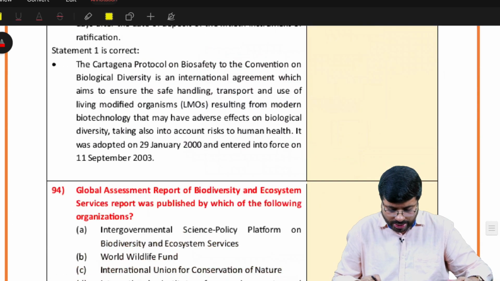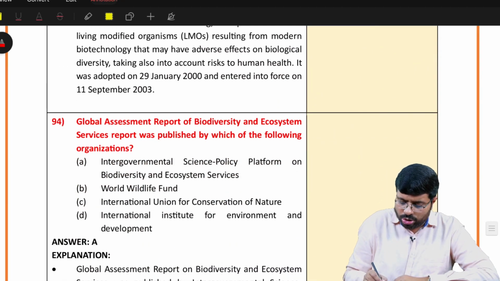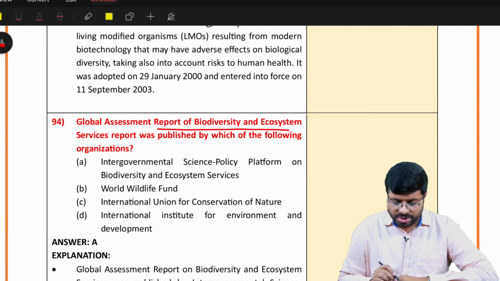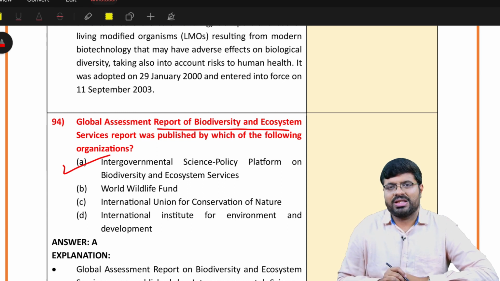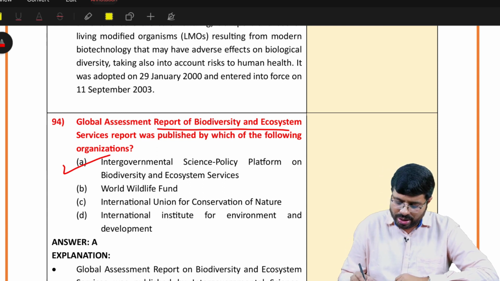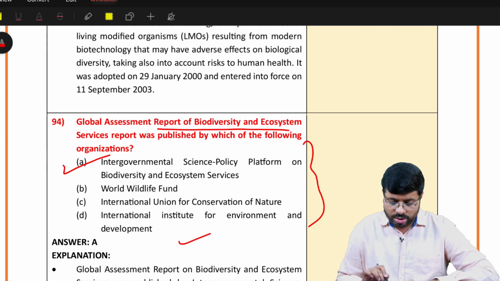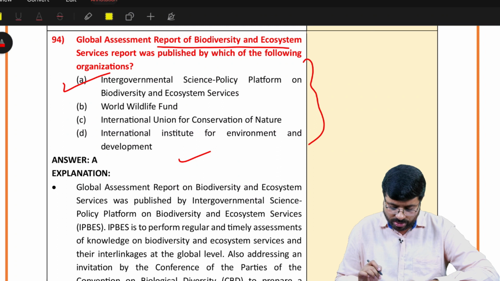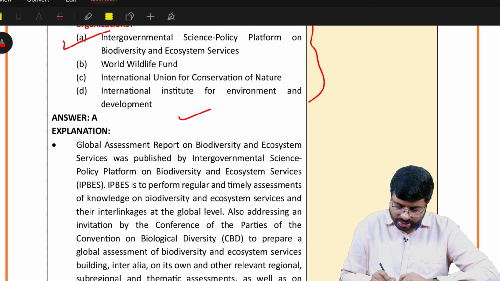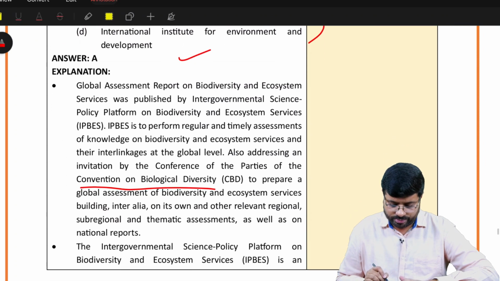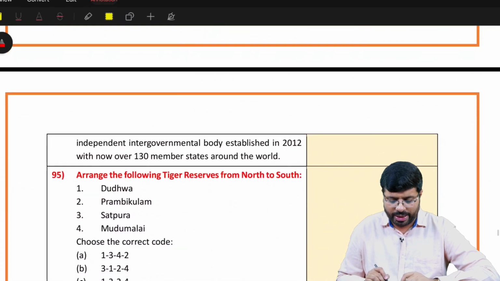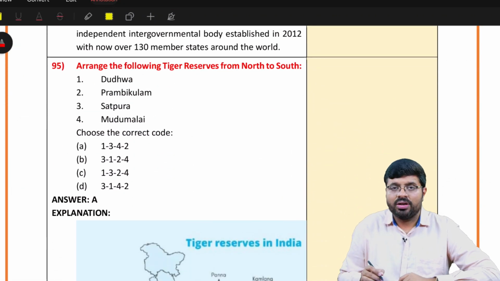Then you will see next question 94. The Global Assessment Report of Biodiversity and Ecosystem is prepared by which organization? The Intergovernmental Science Policy Platform on Biodiversity and Ecosystem Services. Such important things you have to observe, so you have to learn now. It is associated with CBD as well.